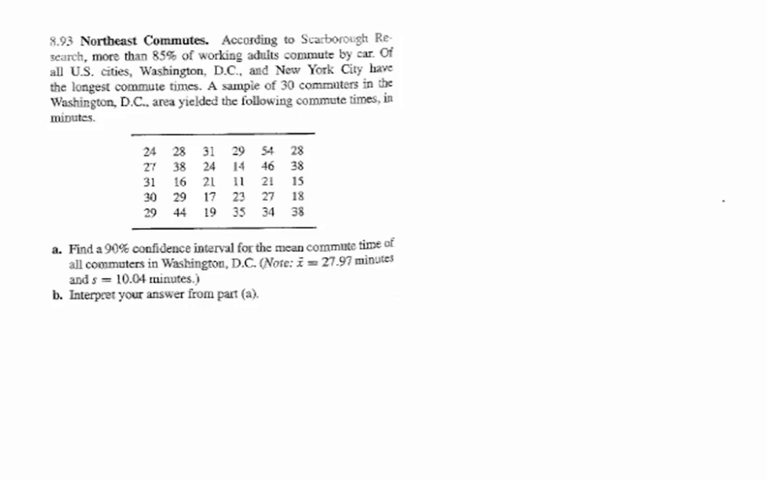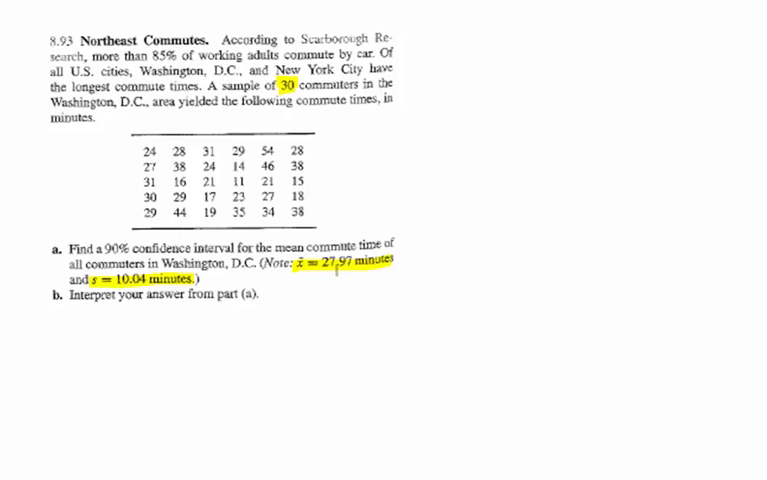Note that x bar is equal to 27.97 and s is equal to 10.04, and then it wants us to interpret our answer. So here it told us that x bar was 27.97 and s is equal to 10.04. And because we have s, which is sample standard deviation, we're going to be using the t-distribution. And here we know that we have an n of 30.